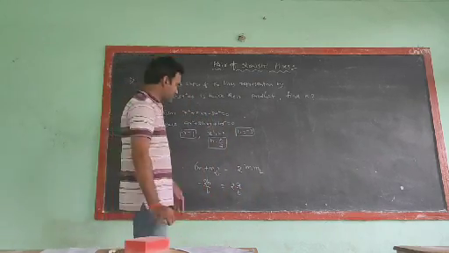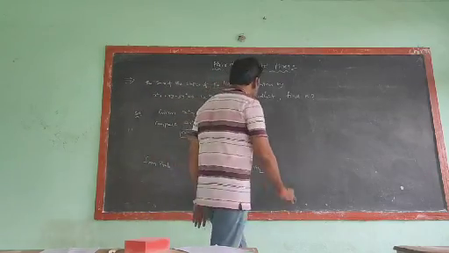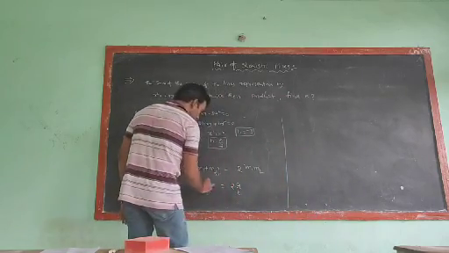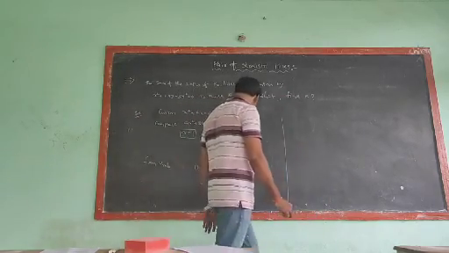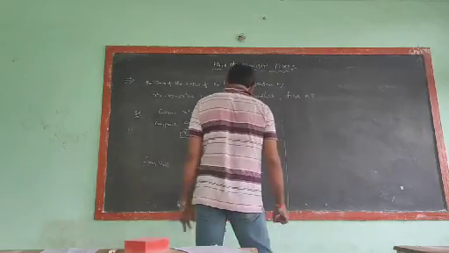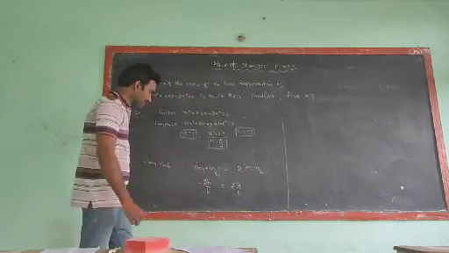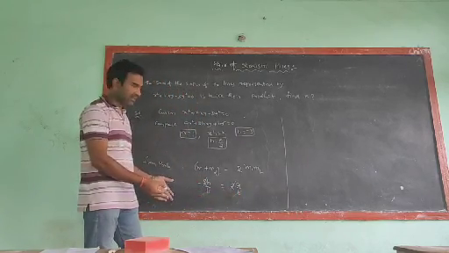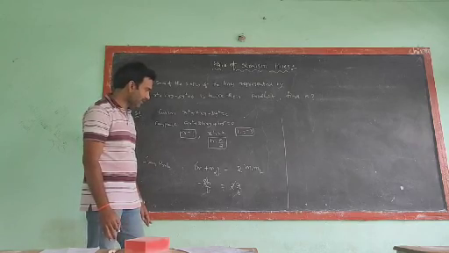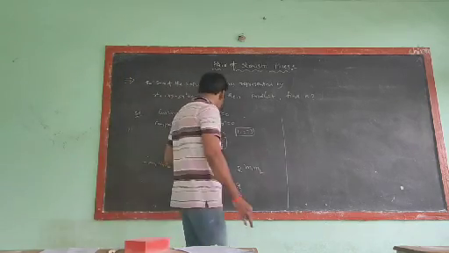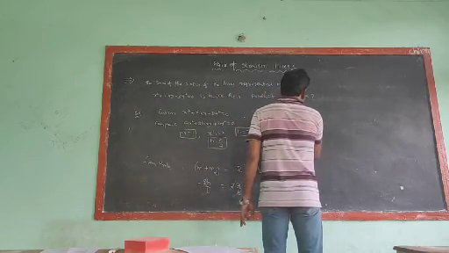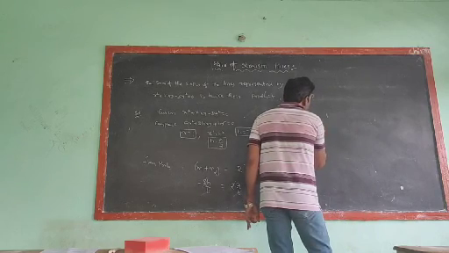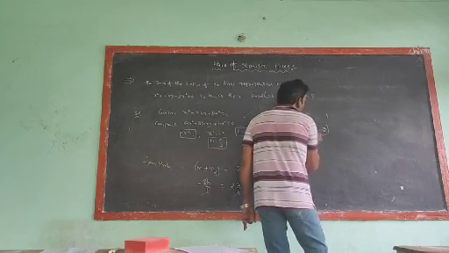Here the 2 gets cancelled, and b is also cancelled. If we have the clarity, this problem is very easy. So minus h equal to a. Minus h means minus k by 2 equal to a. a means 1. So k equal to minus 2. This is our answer.